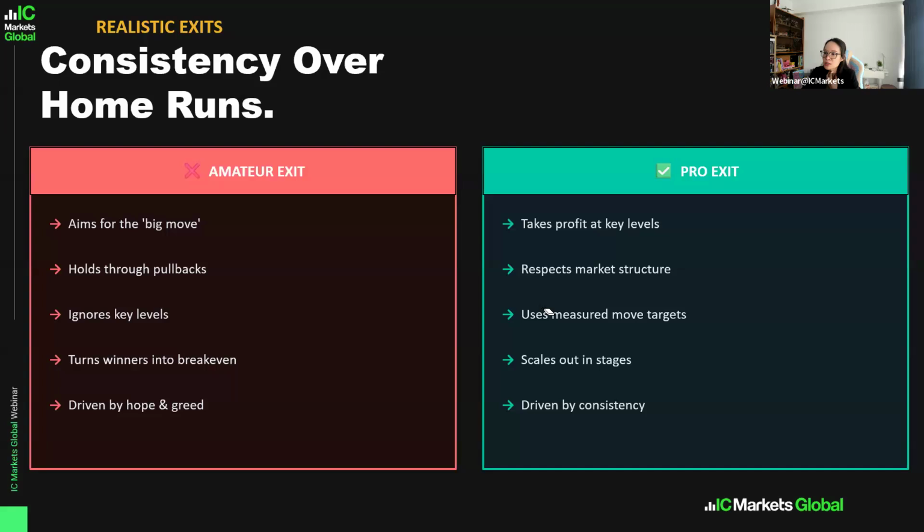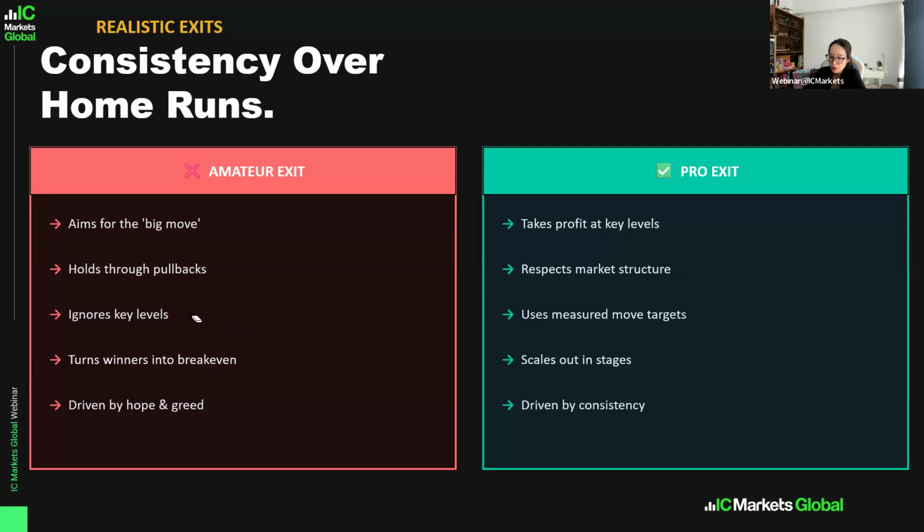All right, so consistent trading rules. You always aim for the big move. Hold through, pull back, ignore key level? No, you shouldn't ignore key levels. So whenever you want to sell at a key level, for example you sell at the resistance, then price is approaching the support level.